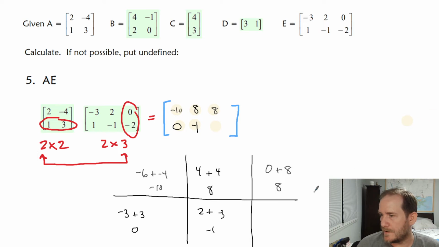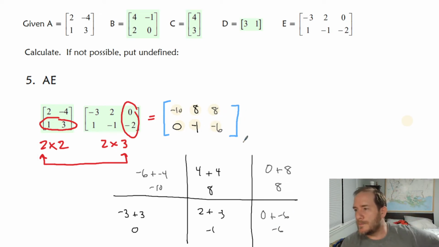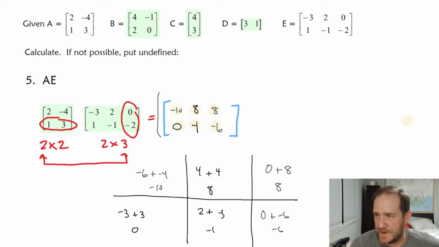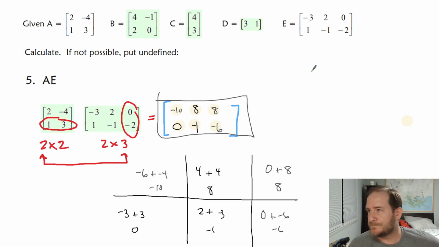Not doing so hot. 0 plus -6 is -6. So it's last, but it's not least. There's your matrix. We did it. Moving on. A little bit tedious, but doable.